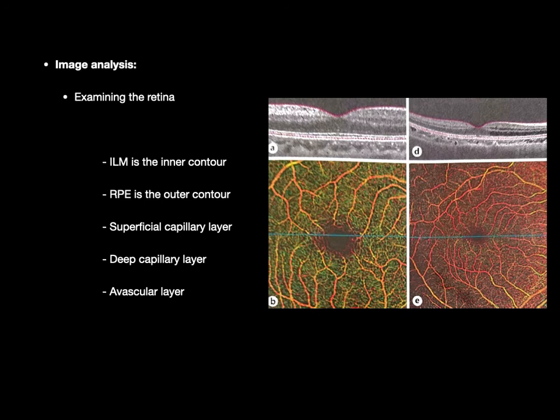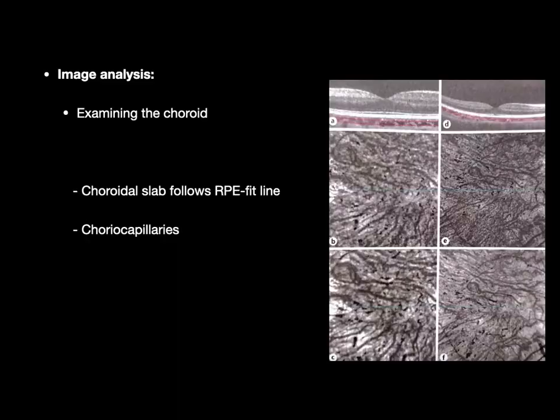OCTA images examine the retina, with the ILM as the inner contour and the RPE as the outer contour. It allows visualization of the superficial capillary layer, deep capillary layer, and the avascular layer. The choroidal slabs follow the RPE fit line and the choriocapillaris, and it allows visualization of the choriocapillaris very well.